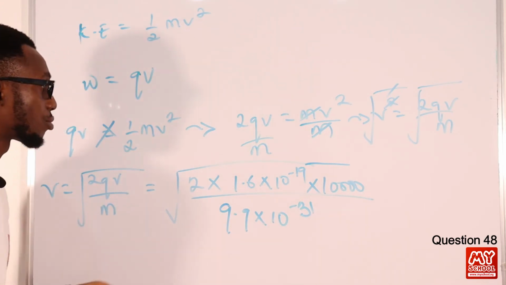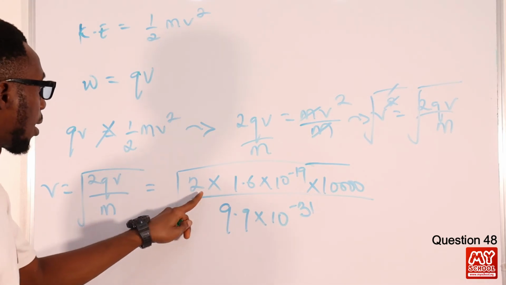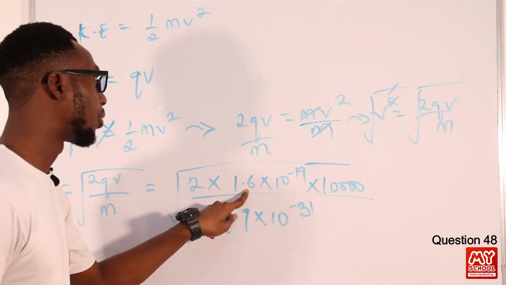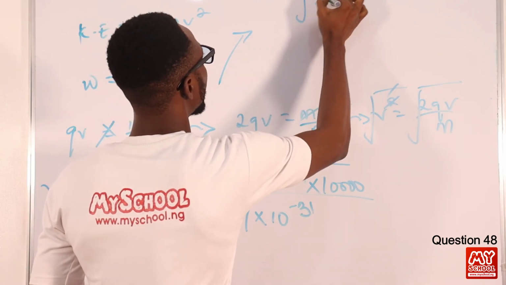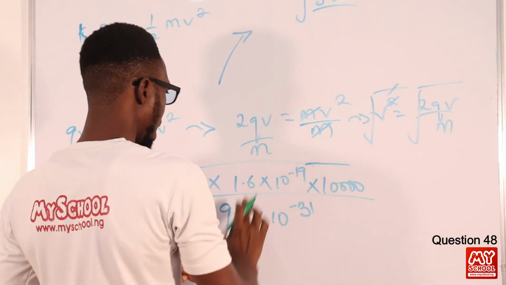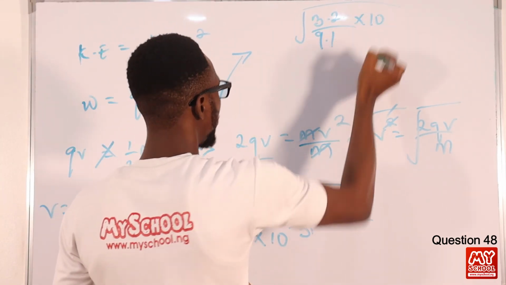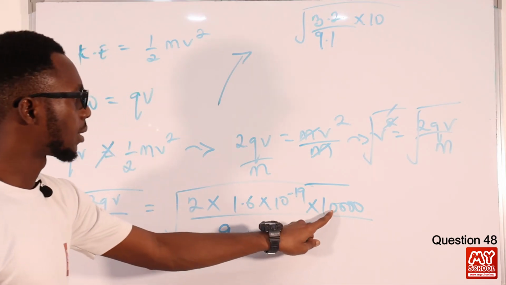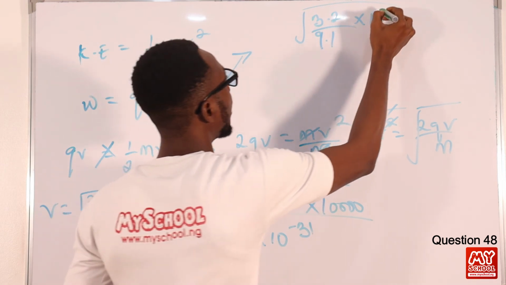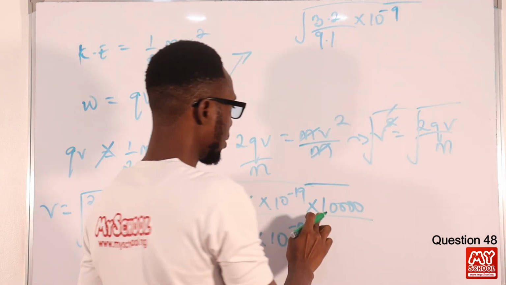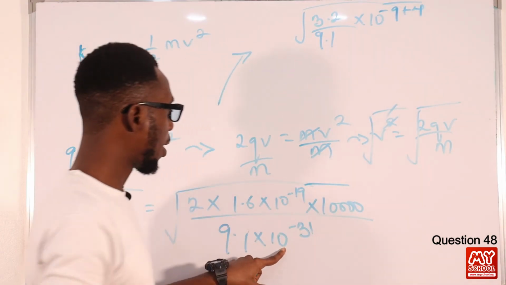Okay, so what you can just do using your calculator is you can punch this out, or you can just say 2 times 16, that is 3.2. So what I should be having now will be something like this, 3.2 over 9.1, times 10 raised to power... This is 10,000, right? It's still 10 raised to power 4. So that is 10 raised to power minus 19, isn't it? Okay, plus 4. Then remember we have a 10 here.